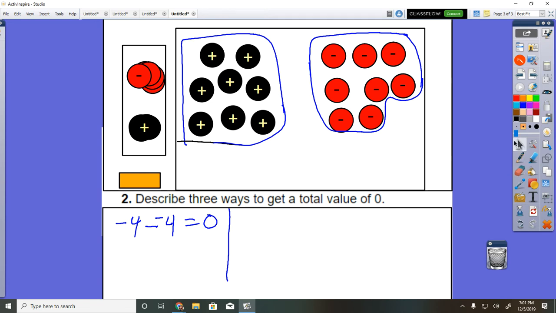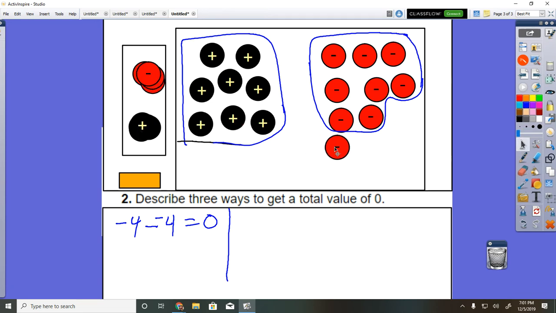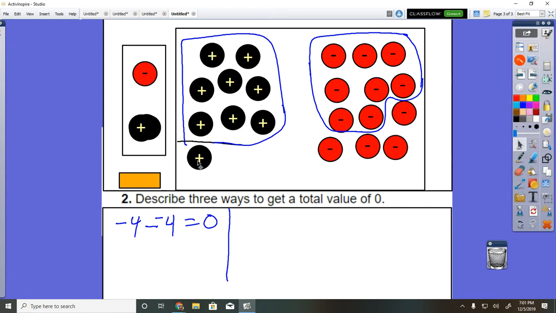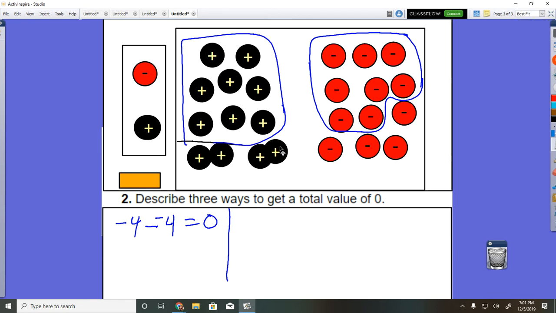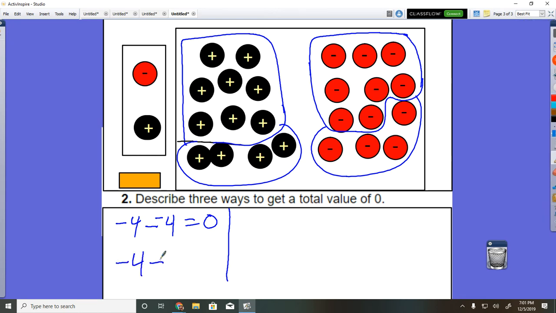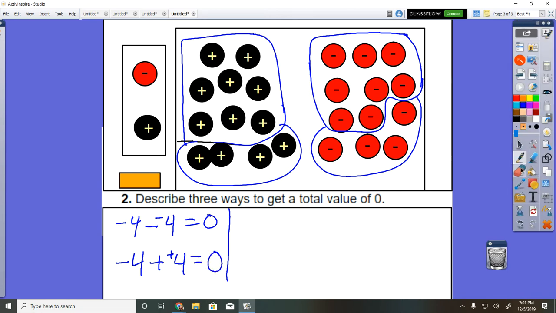I can also put those 4 negatives back, starting over again. I can also add 4 positives, and those 4 positives will counteract the negatives that are there, which means that we started off at a -4, and then we added a +4. That also gets us to 0. Hopefully you're starting to see the pattern.